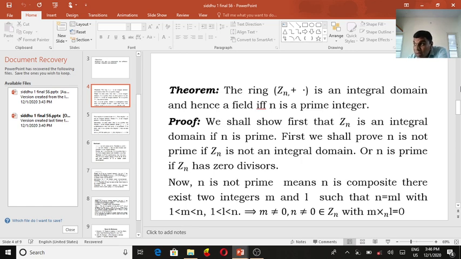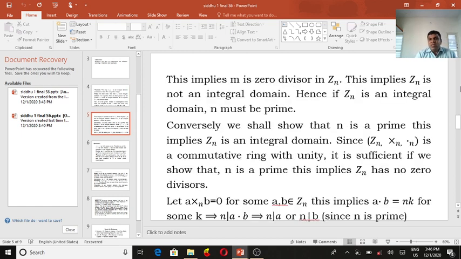If n is not a prime, n is a composite number, I am saying. So this implies that m is a zero divisor in Zn. This implies Zn is not an integral domain, by the definition of integral domain. So for Zn to be an integral domain, n must be a prime. We have proved in the previous session that every finite integral domain is a field. So that is why I am using it.